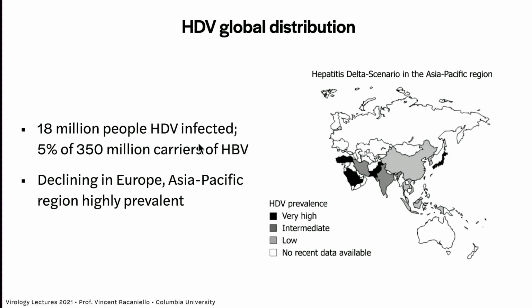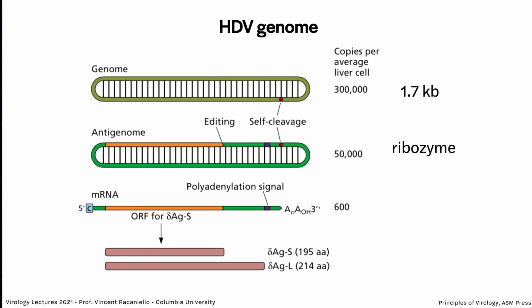And hepatitis delta used to be very high in Europe, and it's gone way down there because of control of Hep B, but it is quite high in the Asia-Pacific region still, as you can see by this map, where the shade of the gray or black or white shows you a very high, intermediate, or low prevalence of hepatitis delta. But basically, if you get rid of Hep B, you will get rid of Hep delta.